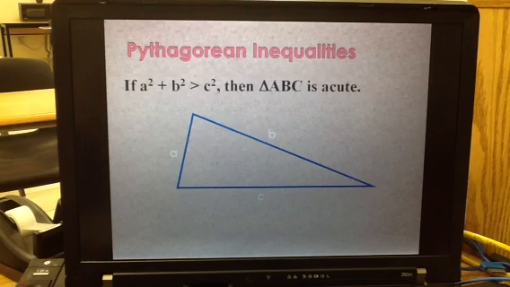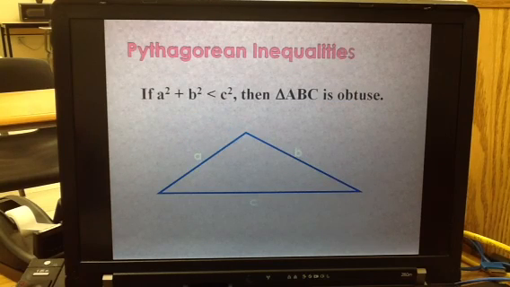Okay, Pythagorean inequalities. Last thing we're doing. If this is an equal sign, then that's a right triangle. If a squared plus b squared equals c squared, it's a right triangle. But let's say you go to plug in and a squared plus b squared is greater than c squared. That means you're going to have an acute triangle. If it works out the other way, where a squared plus b squared comes out to be less than c squared, then it is an obtuse triangle. Might be helpful to write that down.